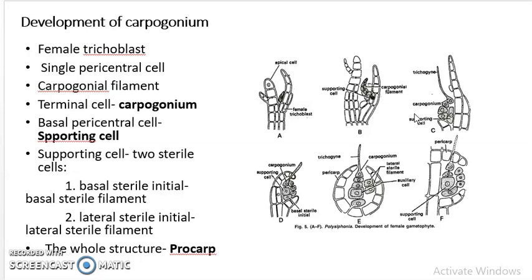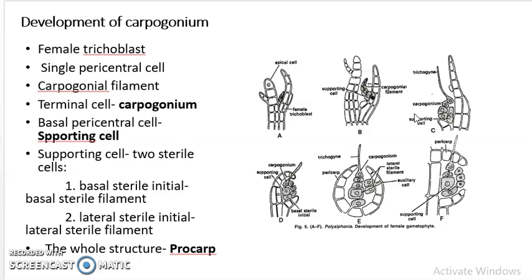The supporting cell divides 4 or 5 times to form a short filament known as the carpogonial filament, which later forms the carpogonium. The terminal cell of the carpogonial filament differentiates into the carpogonium, and the supporting cell cuts off two sterile cells, a basal sterile initial and a lateral sterile initial. These are important, as they have a role after fertilization. Both initials later develop into a short basal sterile filament and a short lateral sterile filament.